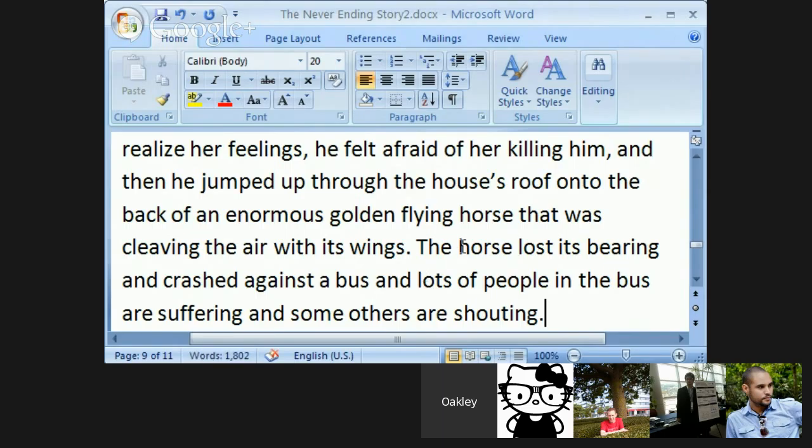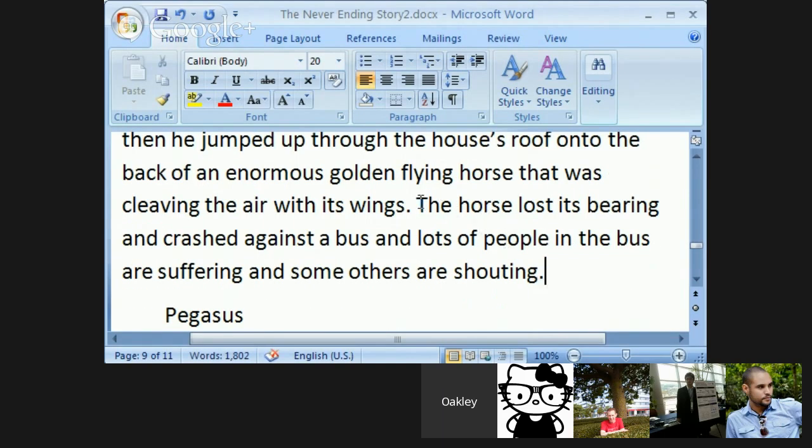Let's take a look here. All right, the horse lost its bearing. Okay, didn't know where it's going. Okay. That's possible. Maybe it lost its, I don't know, lost its balance. Will the flying horse lose its balance? I don't know. Lost its bearing, lost its balance. Okay, all right, well, we'll go with bearing. Lost its bearing and crashed against a bus. All right, there's a complete sentence.